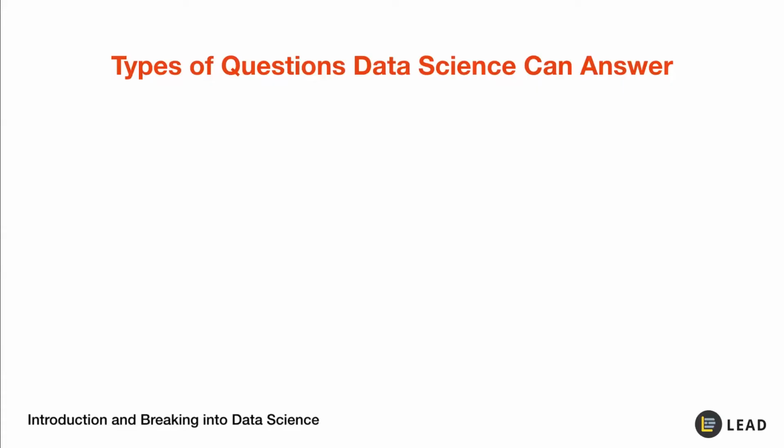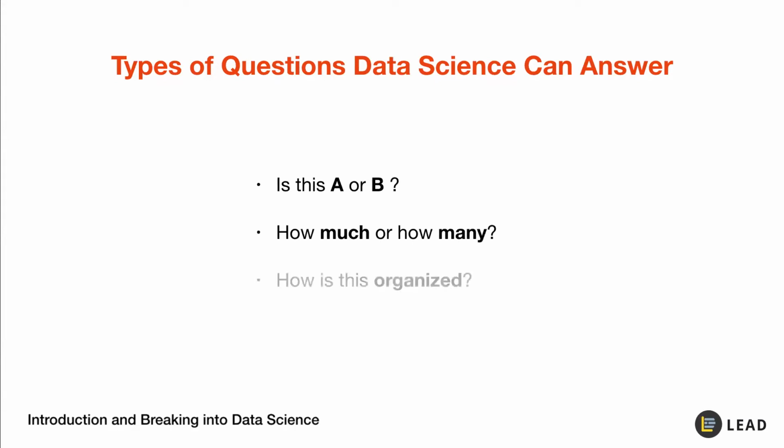Okay, good ones. So the types of questions data science can help to answer primarily fall into these three categories. If you think of it, these are the types of business questions that your bosses always ask you and always wanted to know as well. For example, the first one is: is this A or B? Number two, how much or how many? And number three, how things are organized. Basically, to understand what the data tells you. Let's look at the first one.